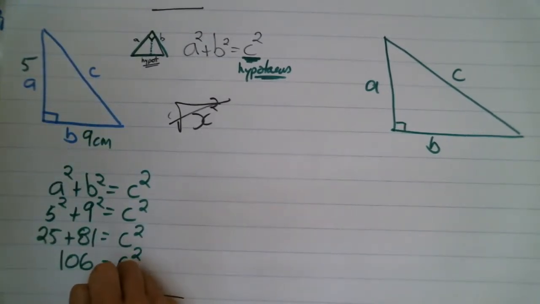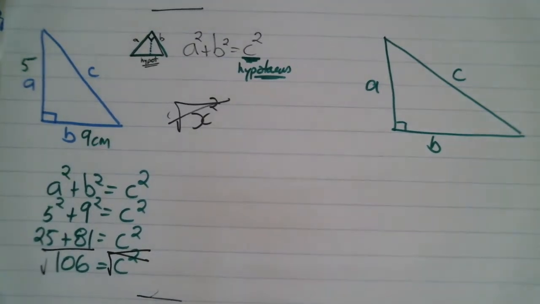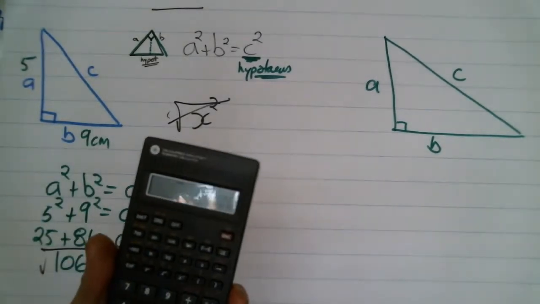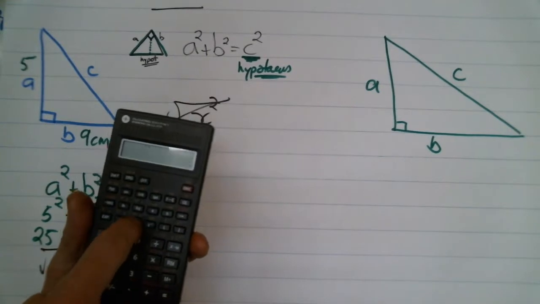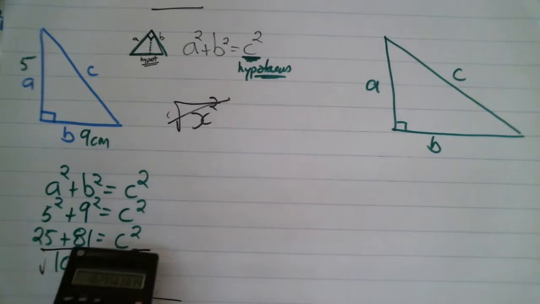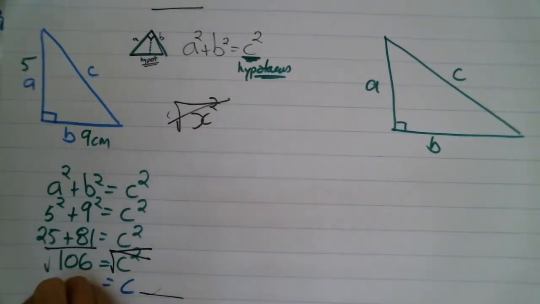So what we're going to do is we are going to square root. That cancels out my square, and what I do to one side, I do to the other. So on a calculator, in the Khan Academy video that I posted, he does something called radicals. You don't need to worry about that. So I have 106. Then I hit the square root button. I get 10.29, so we're going to round that to 10.3. So my answer for this one, C equals 10.3 centimeters.